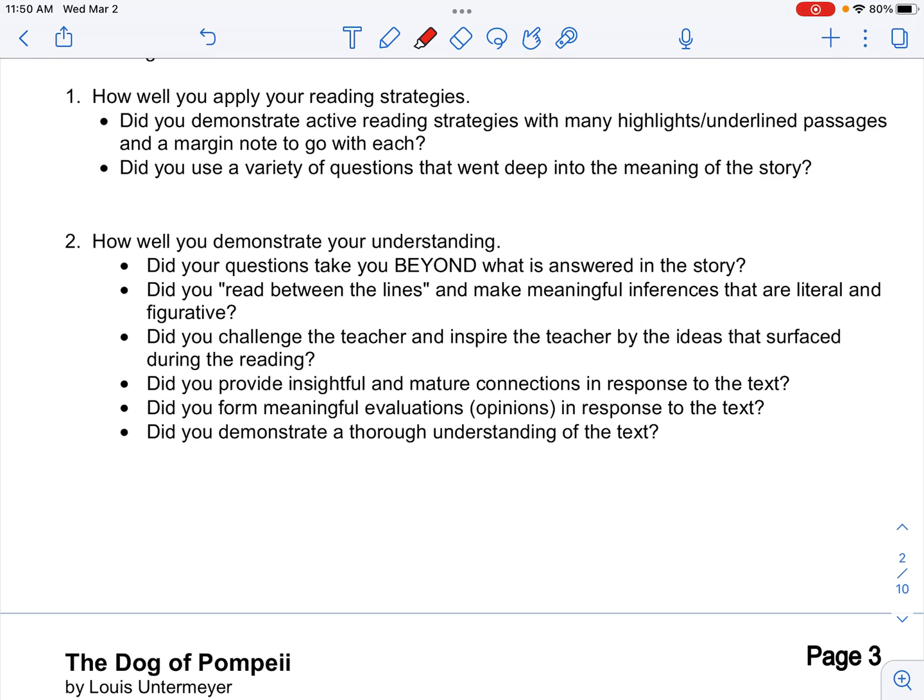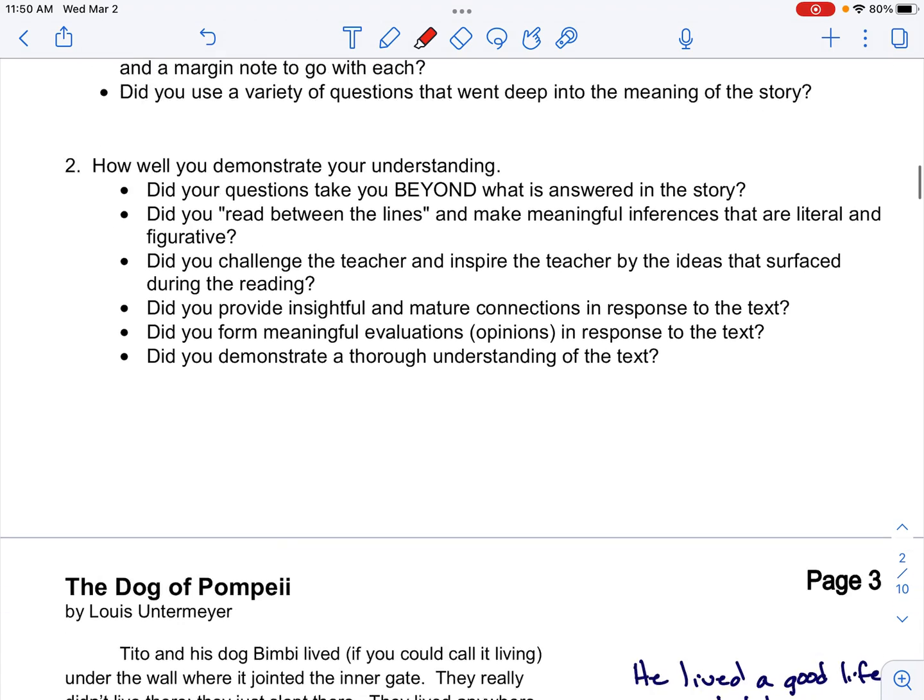Or am I going to say, whoa, that is an awesome question. That is deep. Did you provide insightful and mature connections? All right, are we talking about 2-year-old stuff here? Or are we talking about things that can prepare you for 7th, 8th, and even into high school? Did you form meaningful evaluations, opinions in your responses next to the text? Did you demonstrate a thorough understanding?